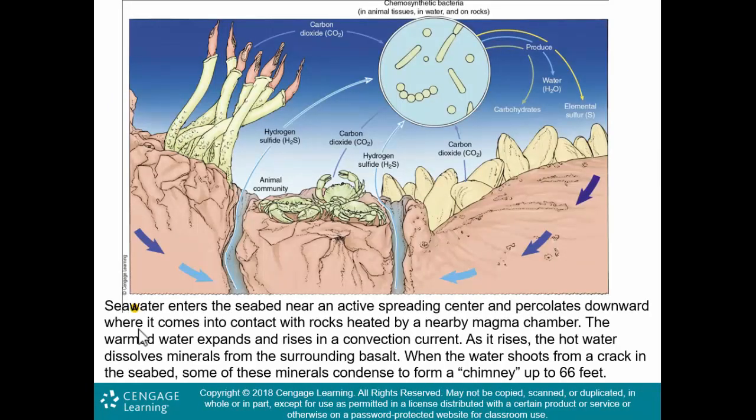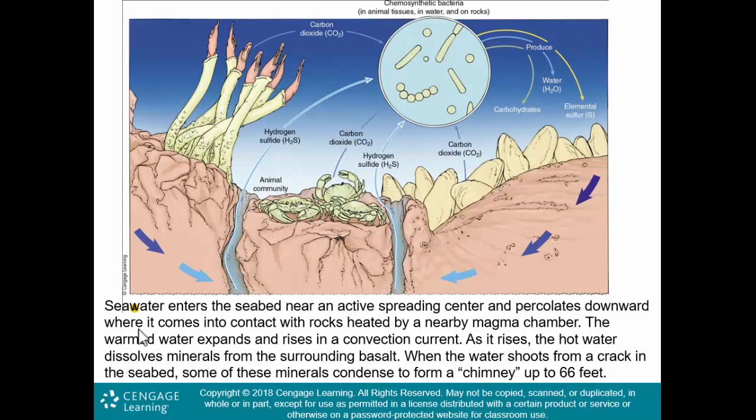So here's just kind of a cutaway, and again, not in any way to scale, where you've got water that seeps down, far away from the ridge. Water is going to percolate down. Water well away from the ridge enters the seabed and then percolates downward. Then it eventually comes into contact with rocks that are heated by the nearby magma chamber. We just talked about this.